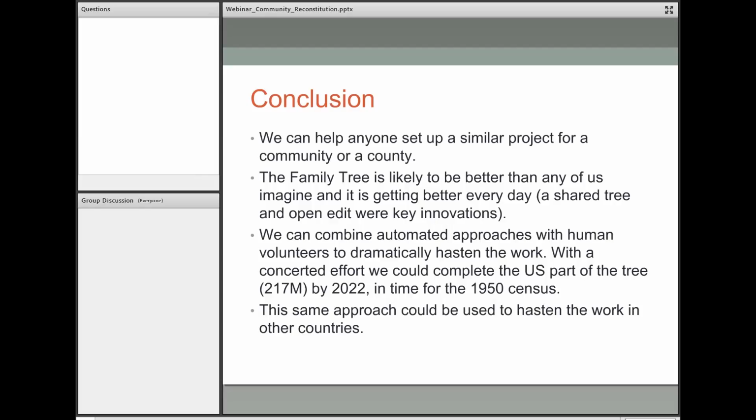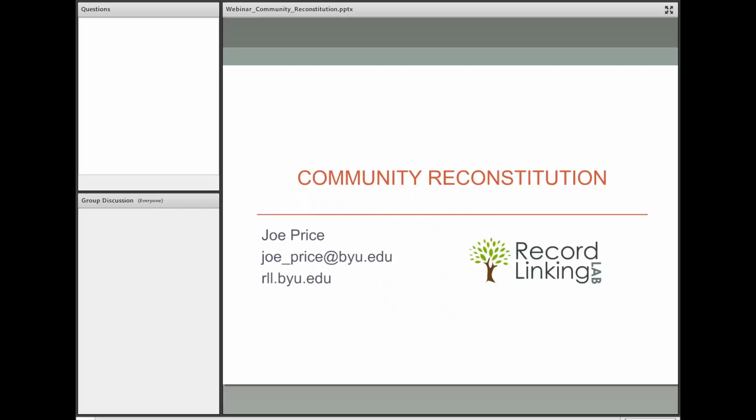We can also combine automated approaches with human volunteers to dramatically hasten the work. We believe that with a concerted effort, we could complete the US part of the tree, those 217 million people, by 2022, which is when the 1950 census will be released. And so then this census tree could be connected right into the 1950 census and provide a fantastic experience to people looking at that record for the first time. And we believe that the same approach could be used to hasten the work in other countries.